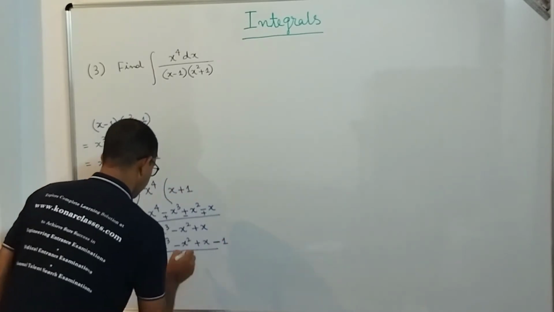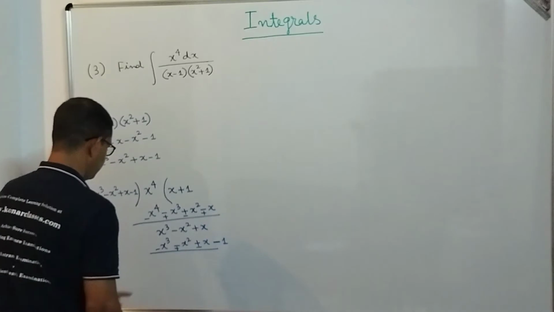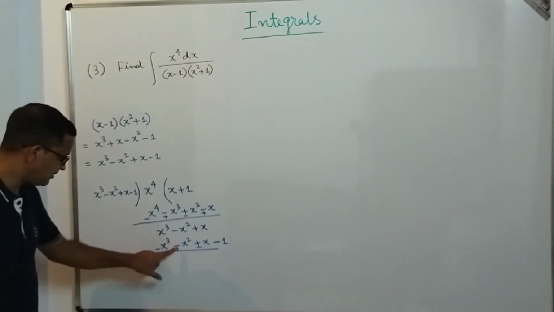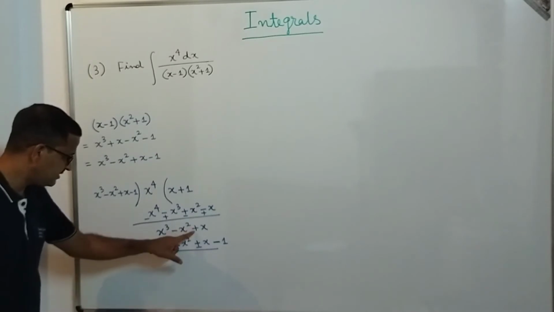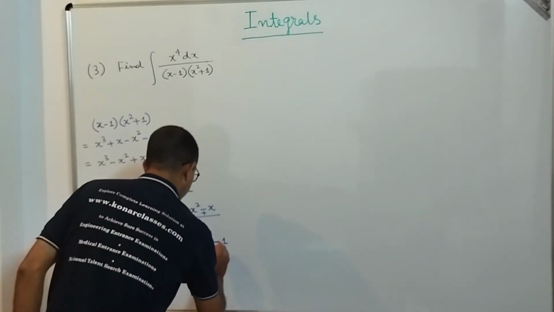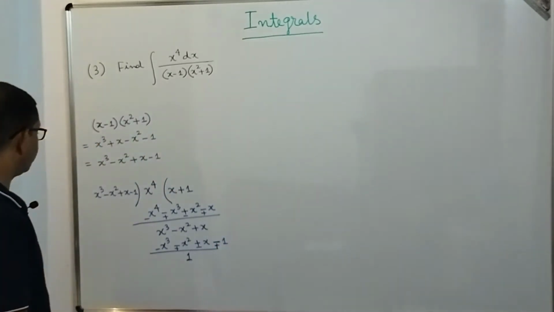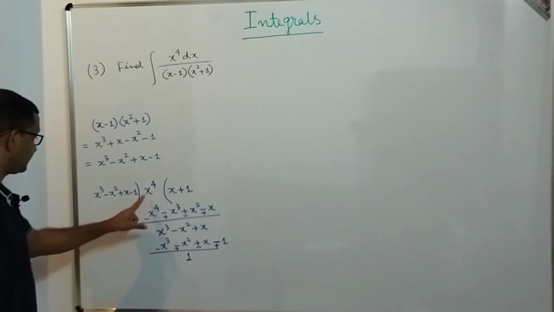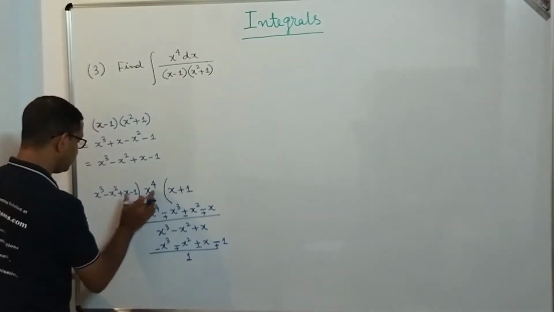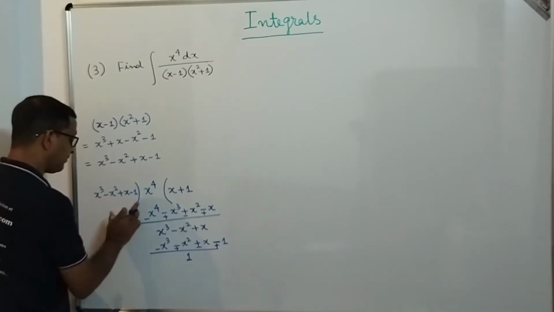Okay, so what do we get here? Here it will be minus, here it will be plus, here it will be minus. So x cube minus x cube got cancelled, minus x square plus x square will get cancelled, plus x minus x will get cancelled. And minus 1 should also be 1. So we will be left with 1. So what we can say, dear students, is that x to the power 4 is equal to x plus 1 into x cube minus x square plus x minus 1, plus 1.